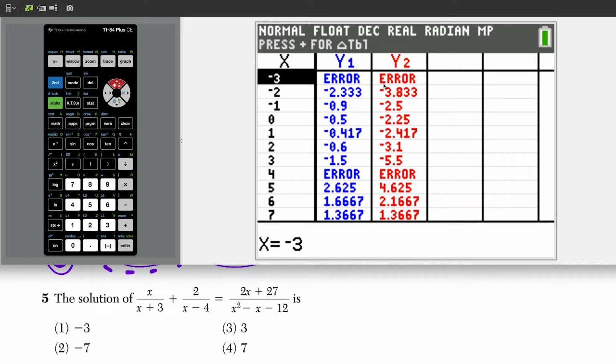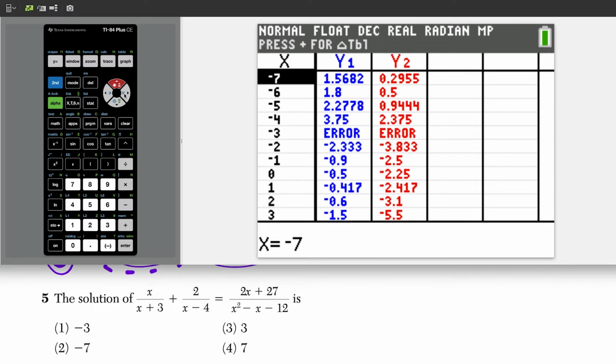So at -3, we have an error. Okay, that means that x value is not a solution here. And the reason being, if we plug in -3 here, -3 plus 3 is 0. And division by 0 is going to make this undefined. So we can't have -3 as an answer.